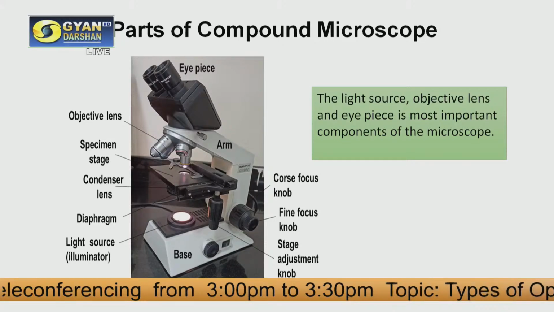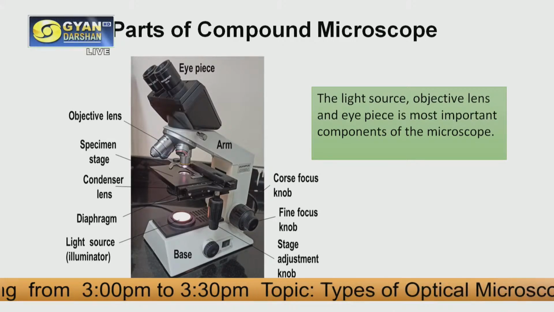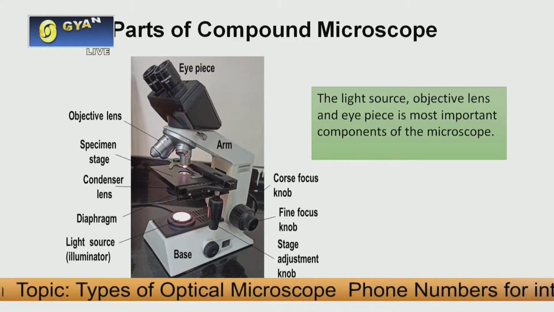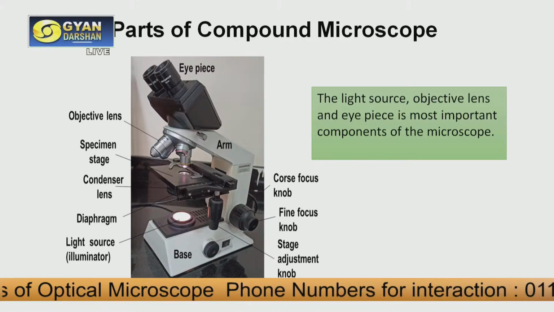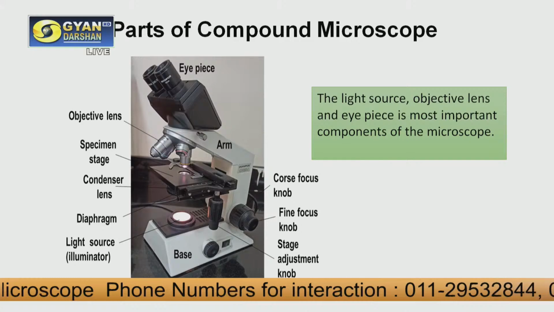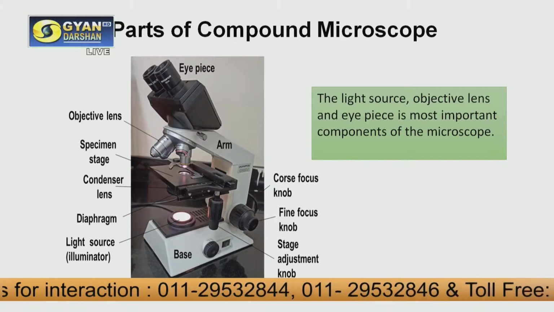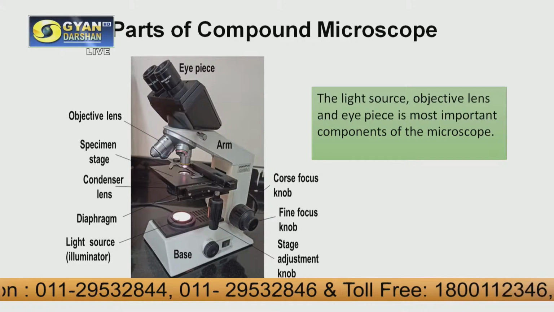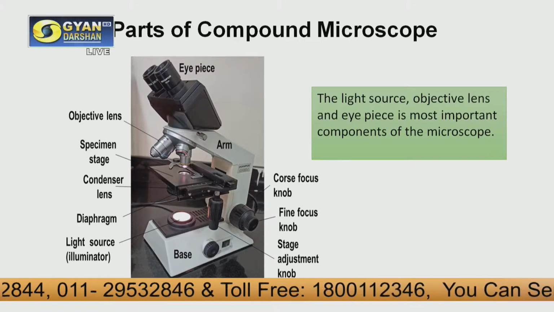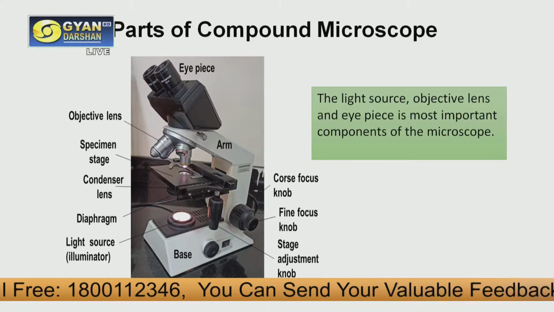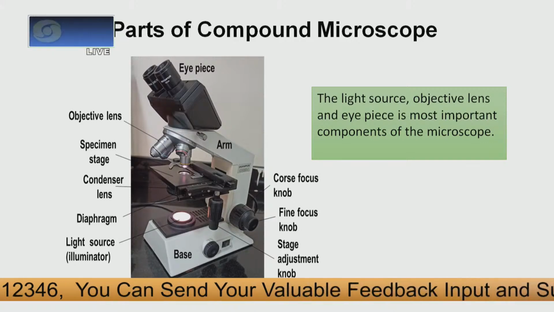Apart from the optical lens, eyepiece and condenser lens, there are some adjusting knobs here. You can see the coarse focus knob, fine focus knob and stage adjustment knob, which are used for setting the specimen slide on the stage of the microscope, where we put the microscopic slide for observation.